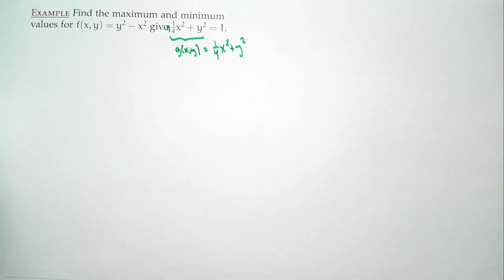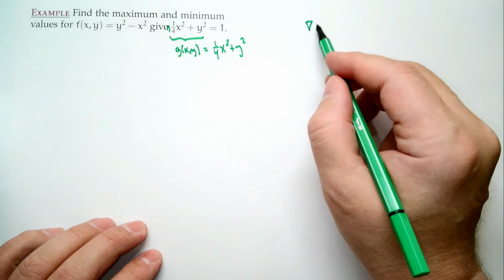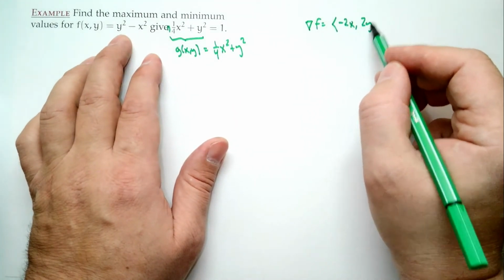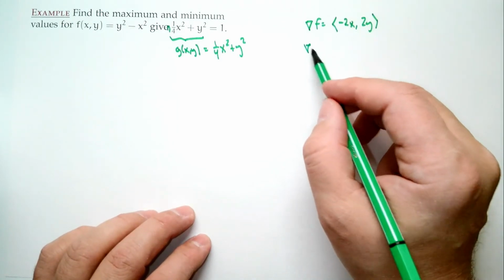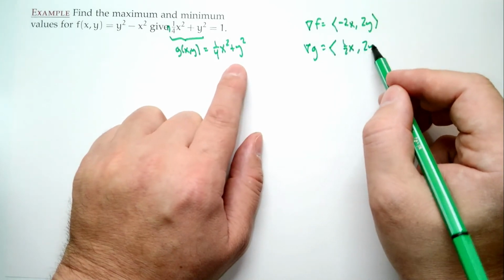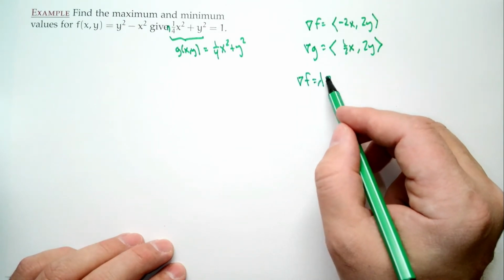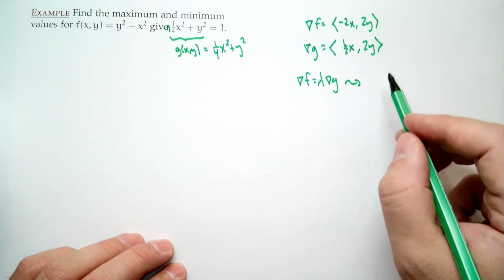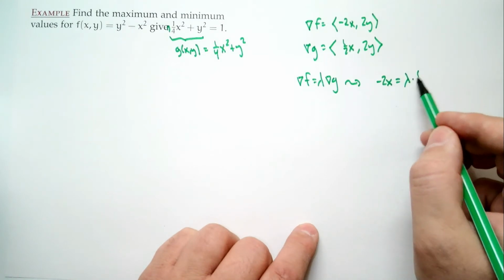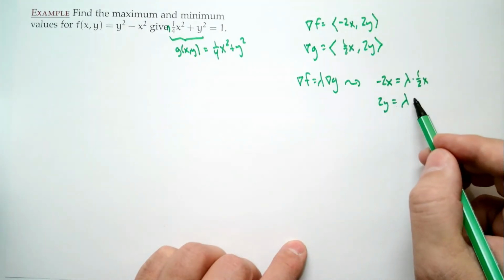So how do we proceed? Well, we take our gradient. So we have the gradient of f, that would be negative 2x, comma, 2y. And then we have our gradient of g, which would be 1/2 x, comma, 2y. And we say that gradient of f equals lambda gradient of g. Well, you do it entry-wise: minus 2x has to equal lambda times 1/2 x, and then 2y has to equal lambda times 2y.